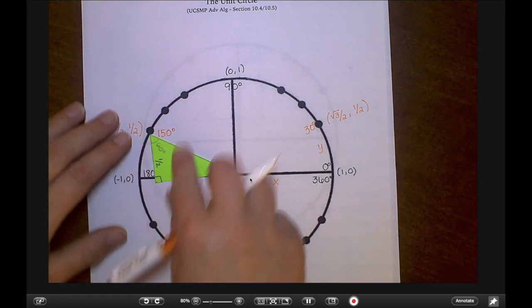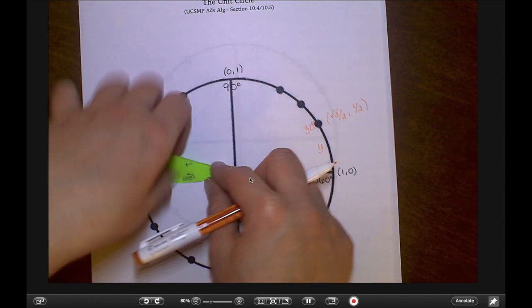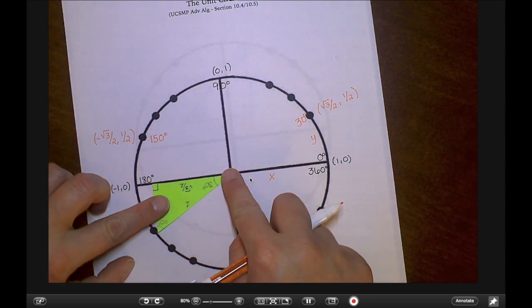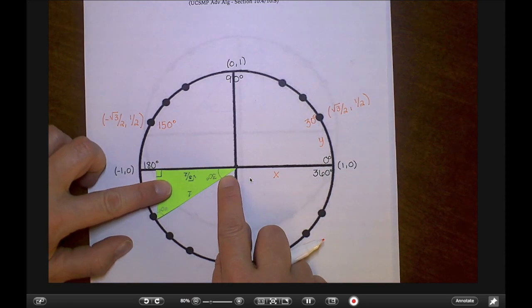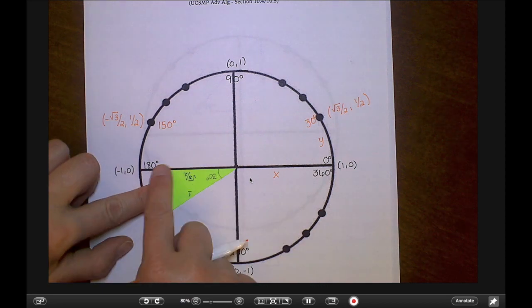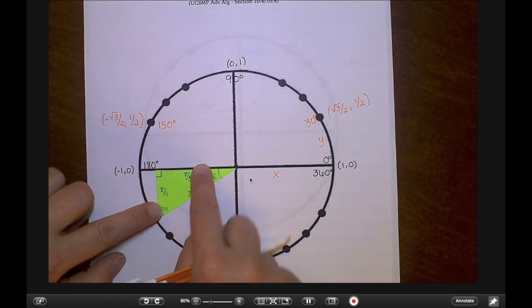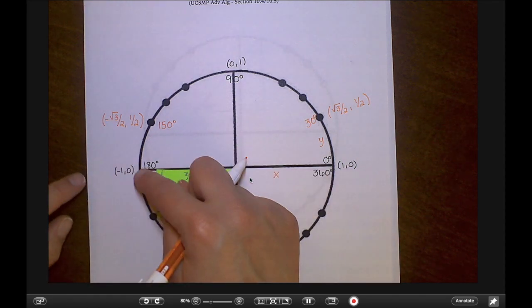Okay. Let's do that same thing. Let's take this same 30-degree angle and put it here. Now again, when I go down here, my x length is square root of 3/2. My y length is 1/2. But this time they're both moving in the negative direction, right?